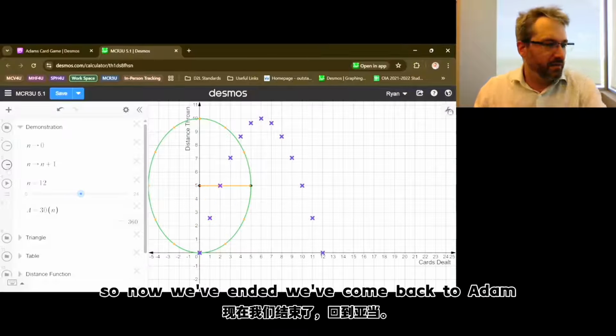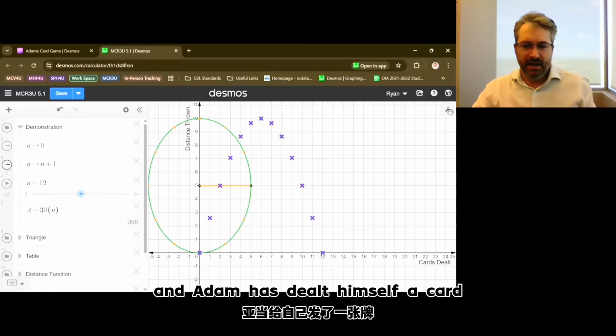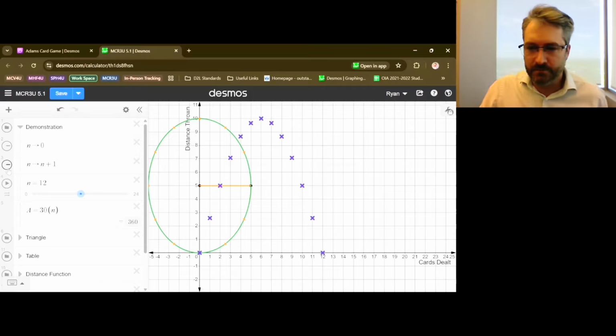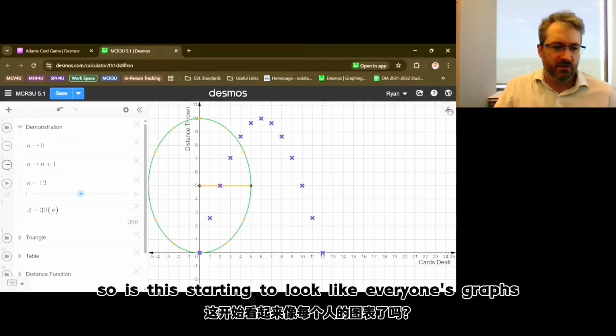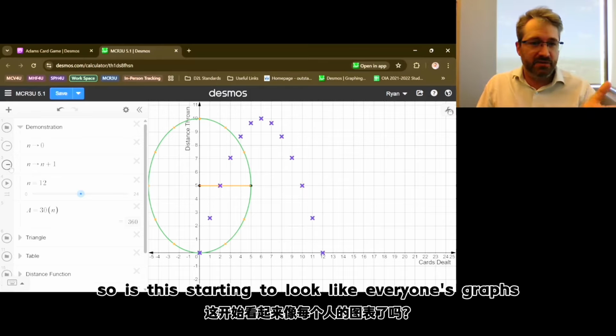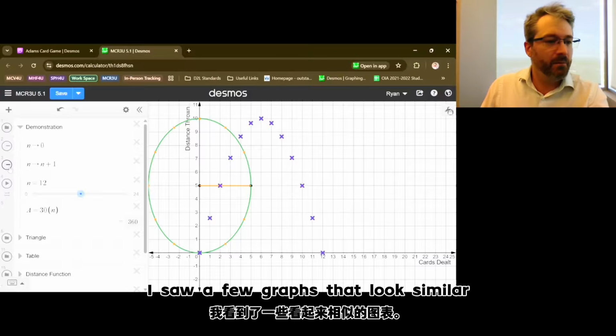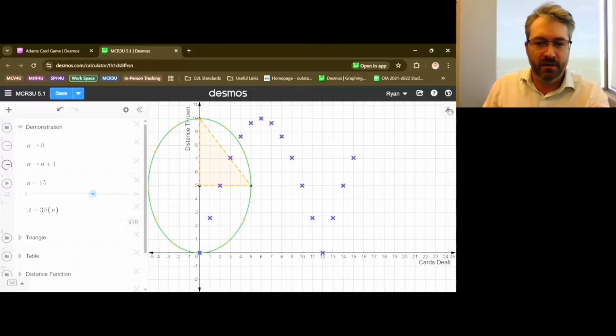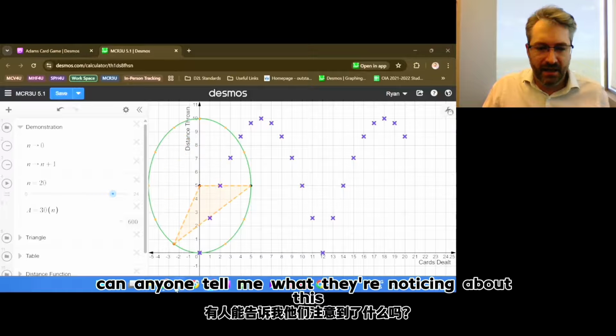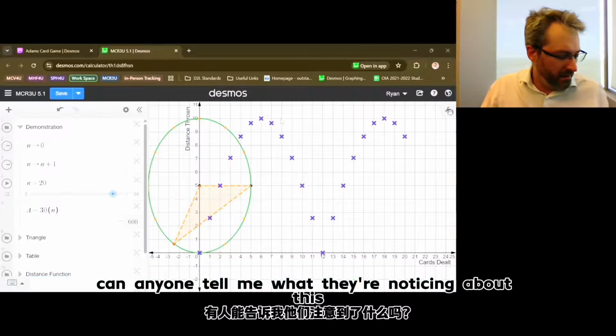So now we've ended. We've come back to Adam, and Adam has dealt himself a card. And we're about to deal another card. So is this starting to look like everyone's graphs? I saw a few graphs that look similar. But now let's imagine the second hand. Here we go with another hand. Can anyone tell me what they're noticing about this?